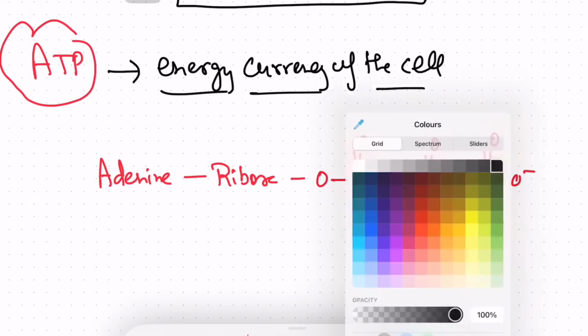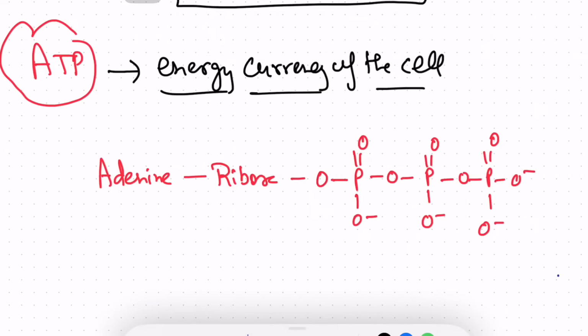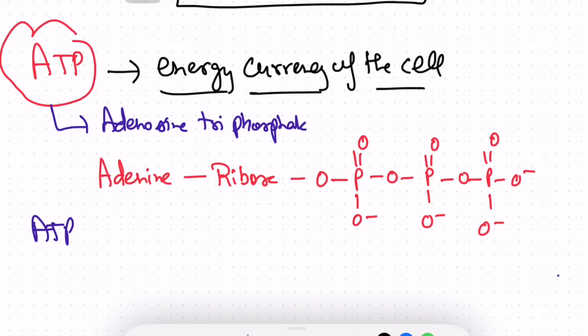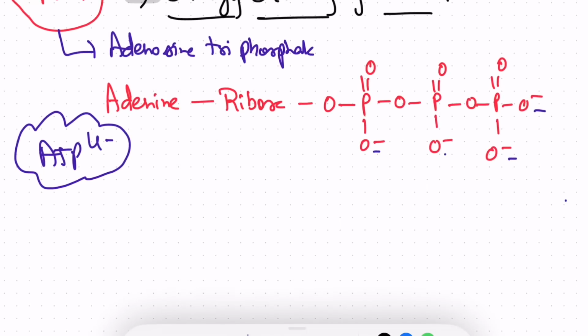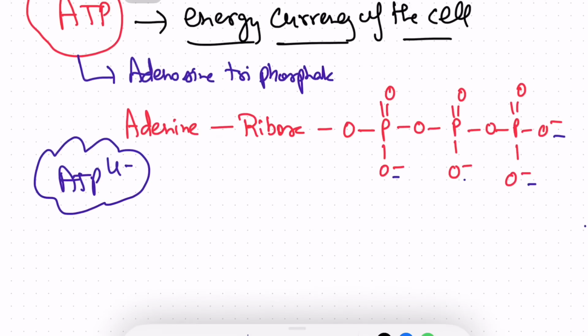Now, this is the chemical formula of ATP, adenosine triphosphate. If you see the net charge on ATP, try to see here, it is 1, 2, 3, 4. 4 minus. So ATP is ATP 4 minus. Now within the cell, keep in mind that ATP acts as the energy currency.